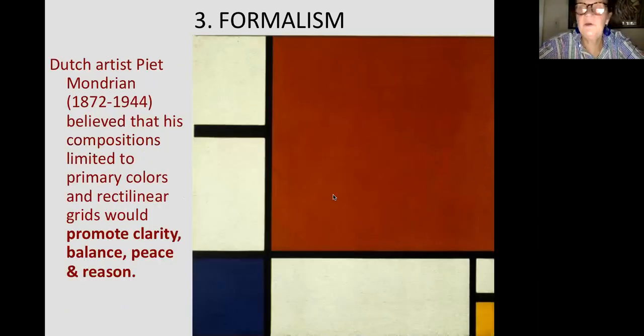This is the very well-known formalist Piet Mondrian, who believed that his very reductive, very formal, very abstract compositions would achieve the goal of promoting clarity, balance, peace, and reason. Now, I showed you all of these slides so far, and I just wanted to bring it back to remind you that I already kind of was pointing at phenomenology.